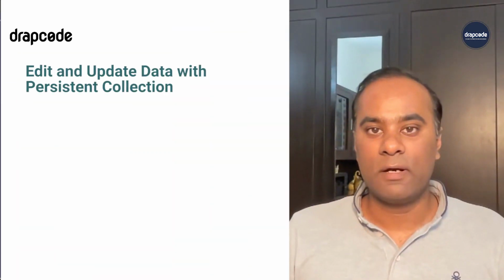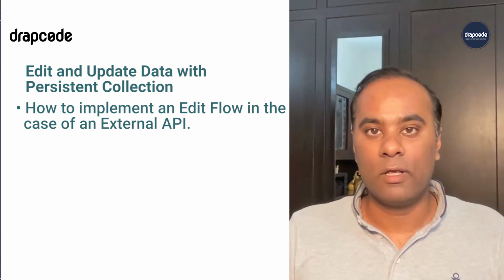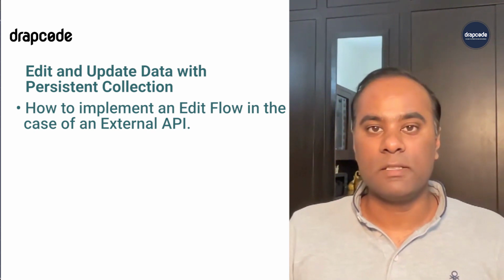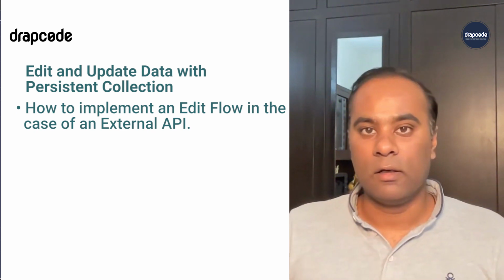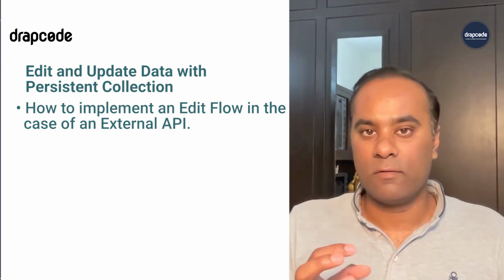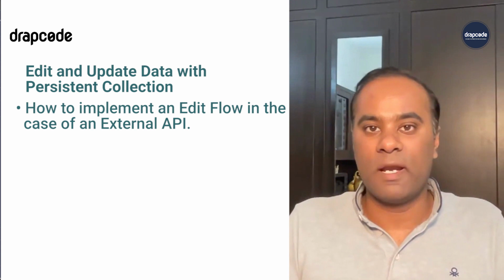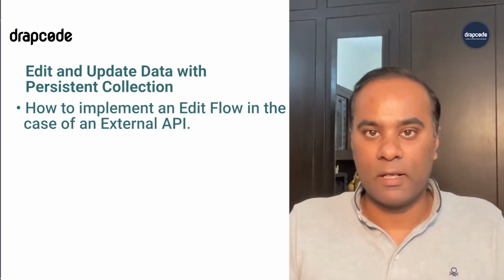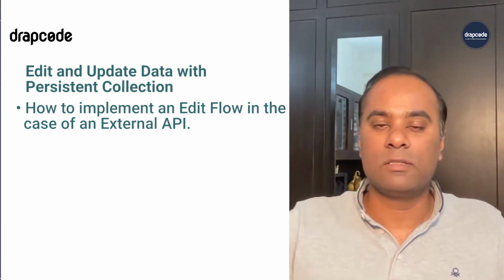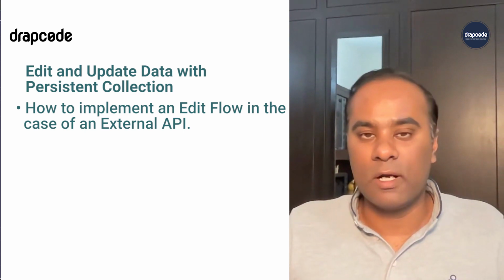So in this video, we will understand how to implement an edit flow in case of external APIs. So let's say we are connecting to a REST API and we are fetching the data, storing it in the database, and now we want to implement the edit or update flow so that when we edit or update something in Trapcode, the changes should get reflected in that particular data source.